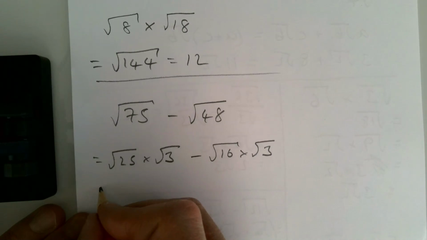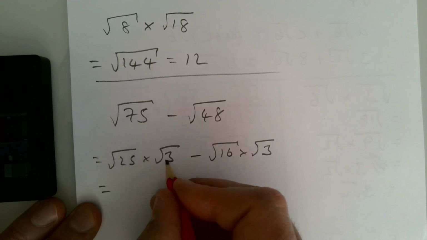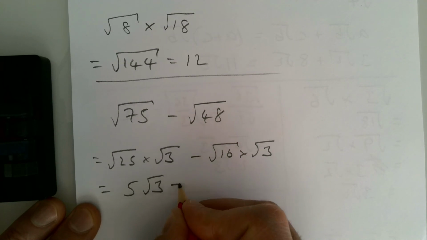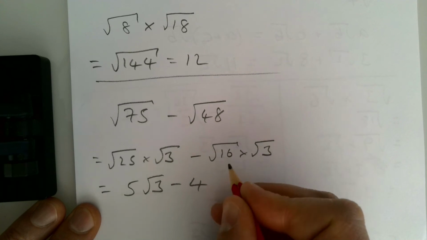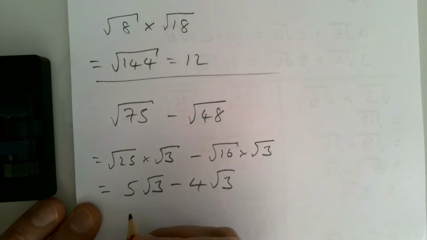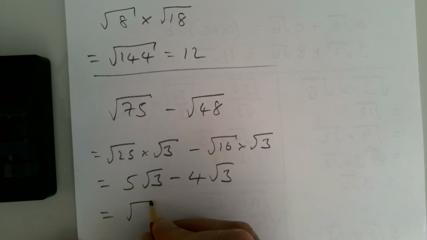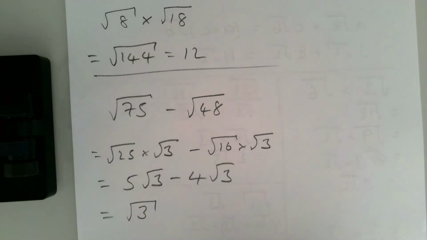So let's tidy that up. Square root of 25 is 5 times root 3. That gives me 5 root 3, take away 4 root 3. If you have 5 of something and you take away 4 of it, you just end up with 1 of it. So the answer to that then finally is going to be the square root of 3.